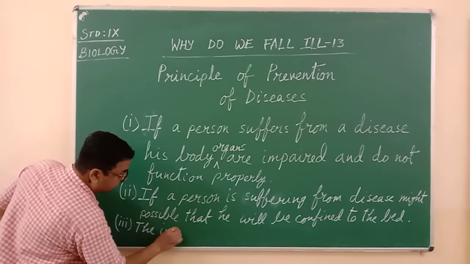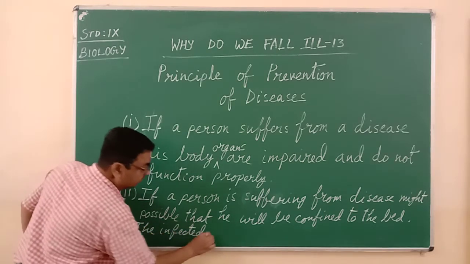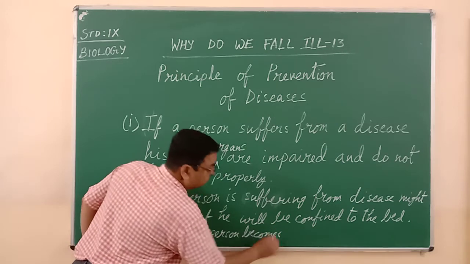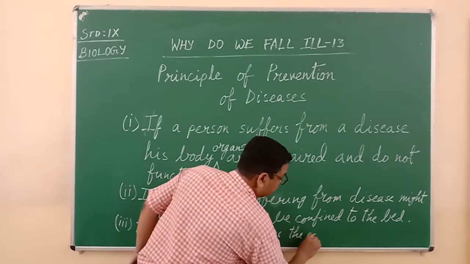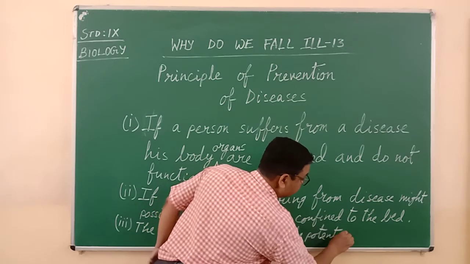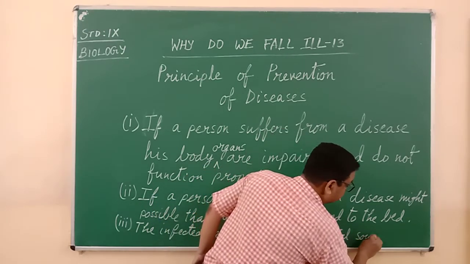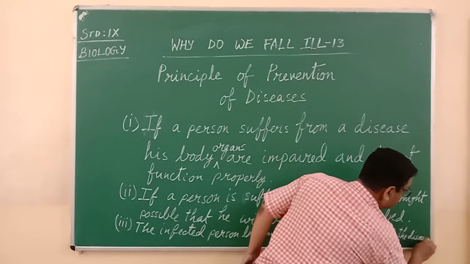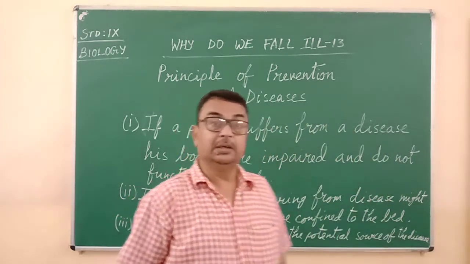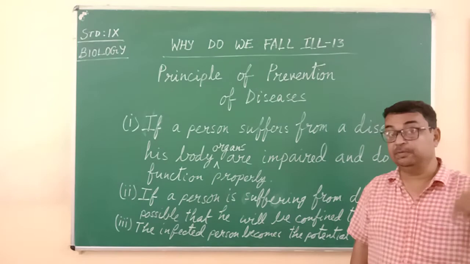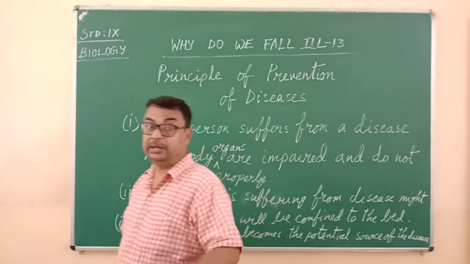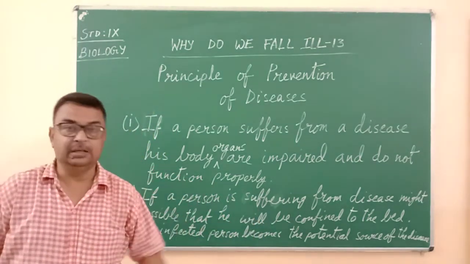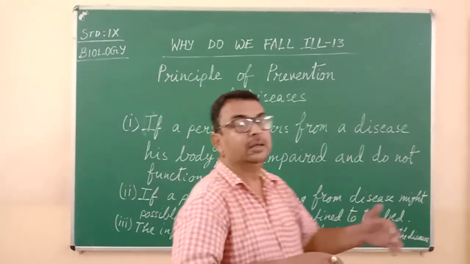the infected person becomes a potential source of the disease. That means from now onwards, if a person is suffering from a particular communicable disease, it can spread from his body to other persons, other members of the family or the nearby people.